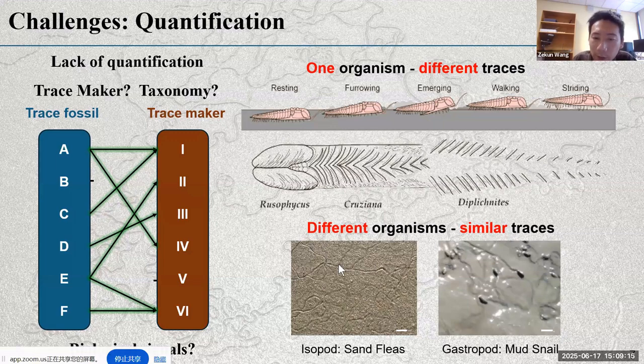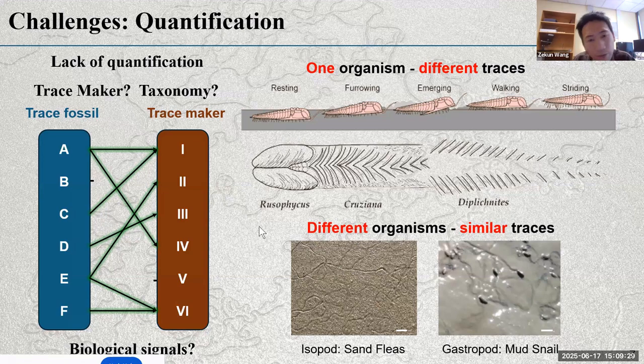But animals from absolutely different phyla, like this sand flea or the mud snail, can create similar traces, at least judging by naked eyes. So this poses great challenges to the biological interpretation of these trace fossils through deep time.